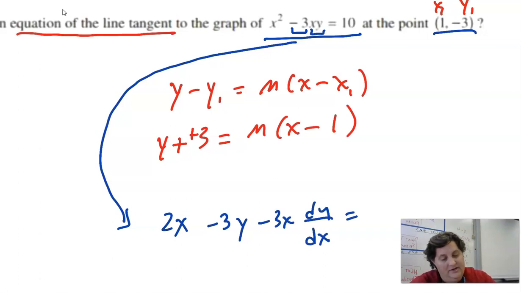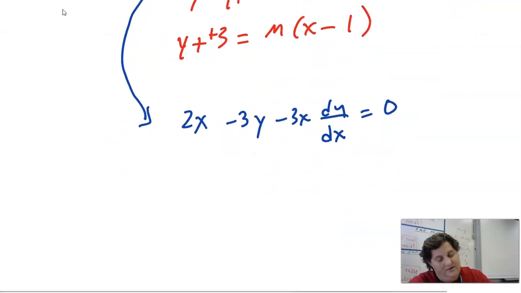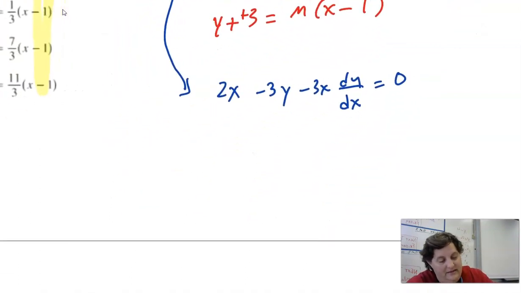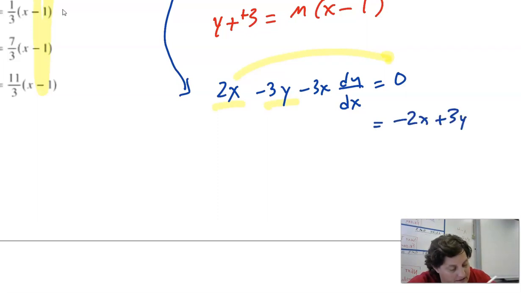And then the derivative of 10 is 0. So remember when we're solving these, anything that is not a dy/dx will go on the opposite side. And when I move those over, we're going to make them negative. So negative 2x plus 3y.